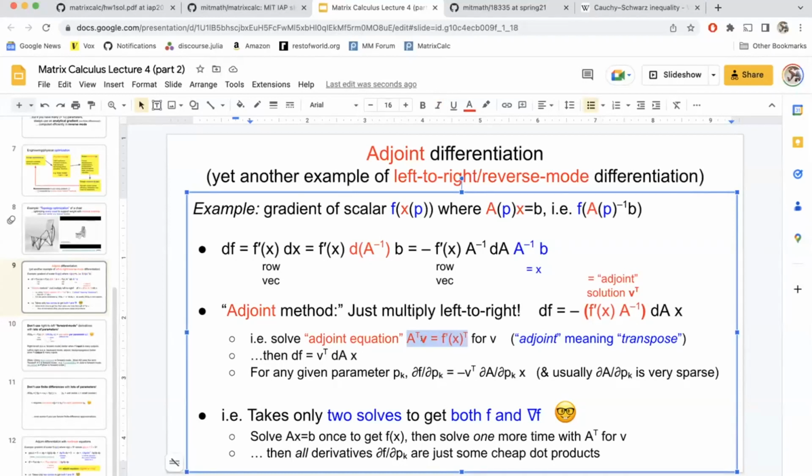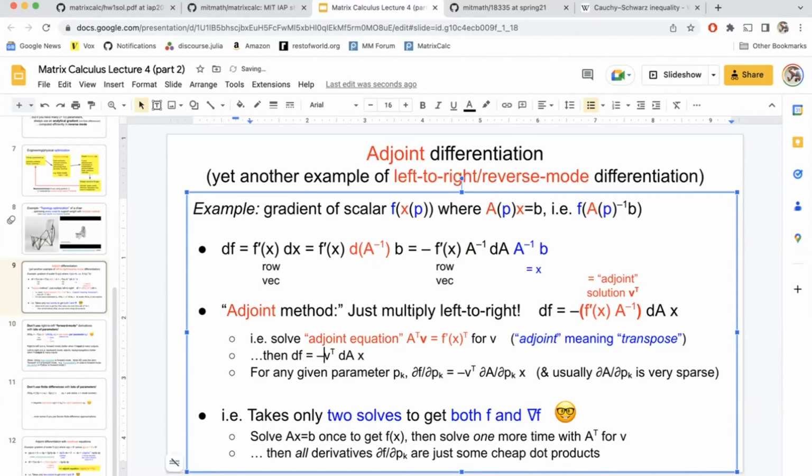Okay, right. So we take this product. We're going to multiply left to right, which means I multiply a row vector. The first thing I do is multiply a row vector times a matrix, which gives me another row vector. But multiplying on the left by A inverse is equivalent to solving a system of equations with A transpose for this row vector, where F prime transpose is on the right.